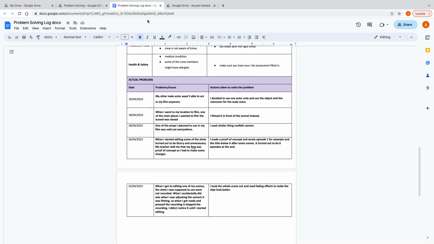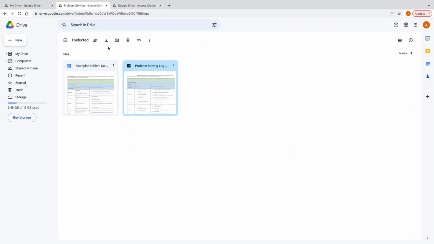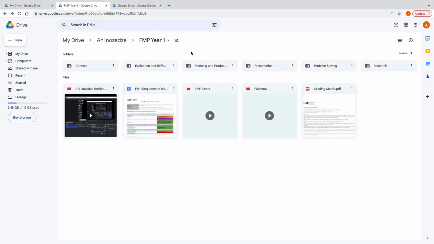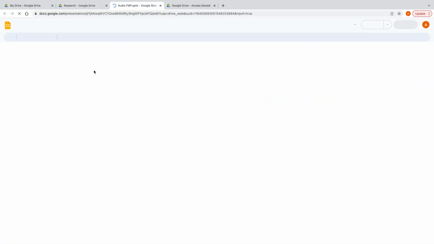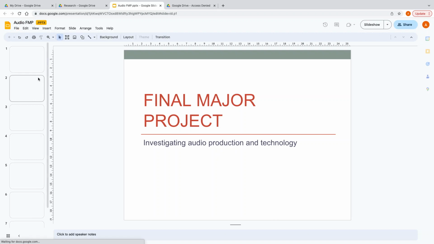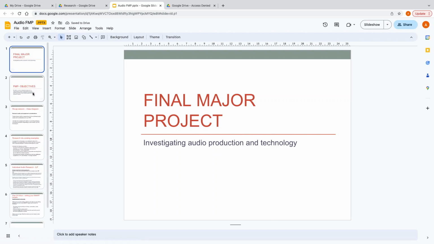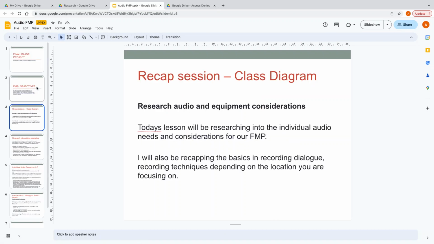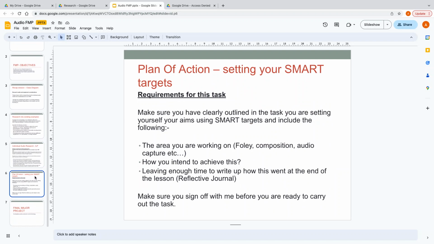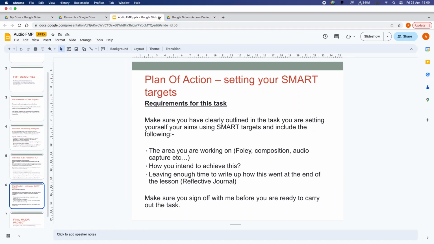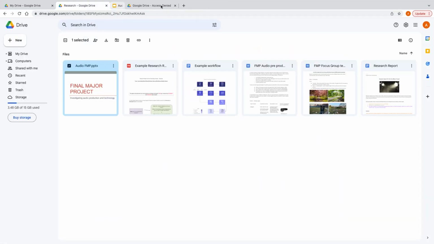And yeah, this is my research. This is audio research, where there is basically all the information about the copyright-free websites and sound effects, and where you could find all of them, and yeah, SMART targets as well.